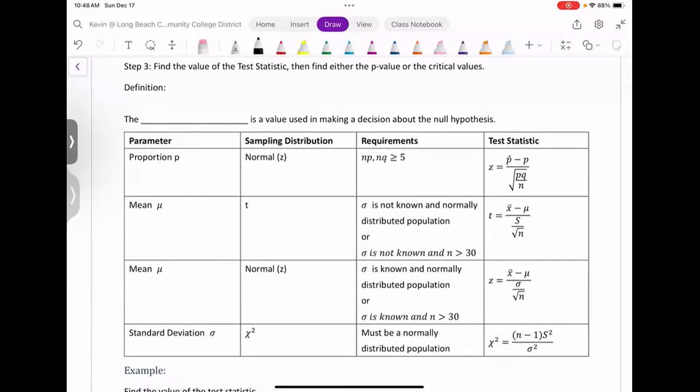Step 3, find a value of the test statistic. This is huge. So this is our test statistic.